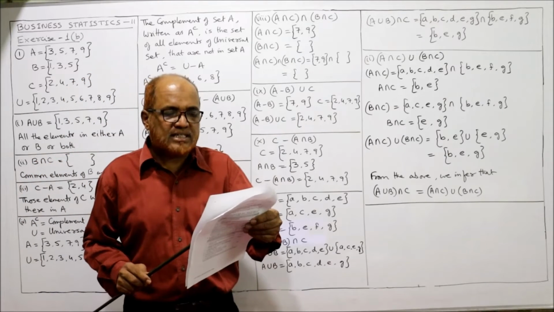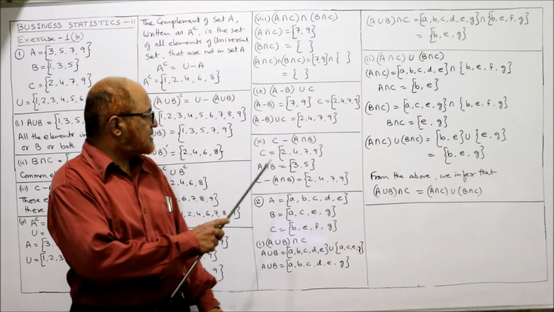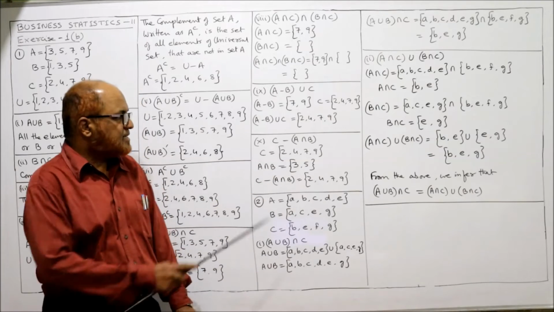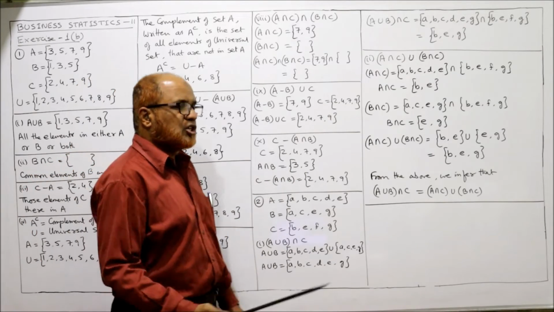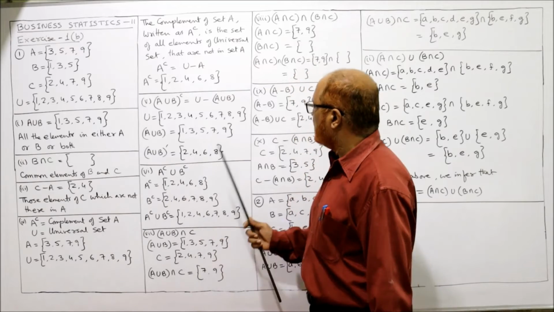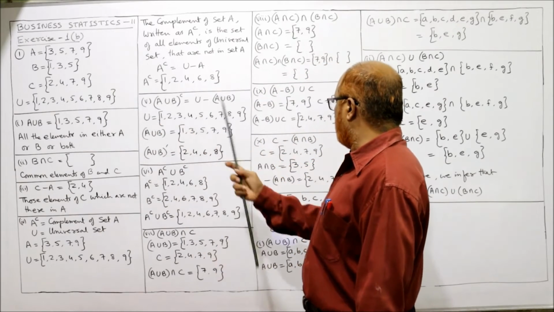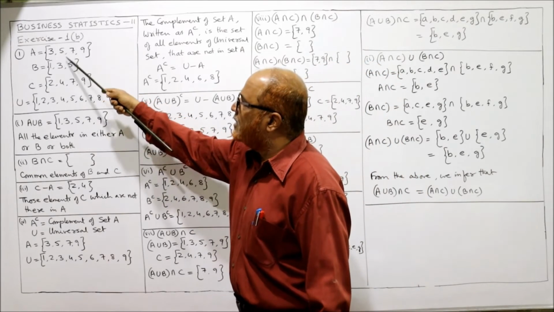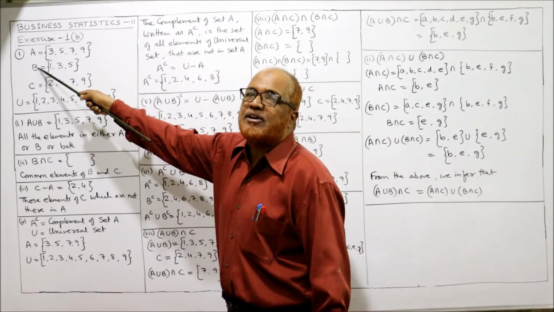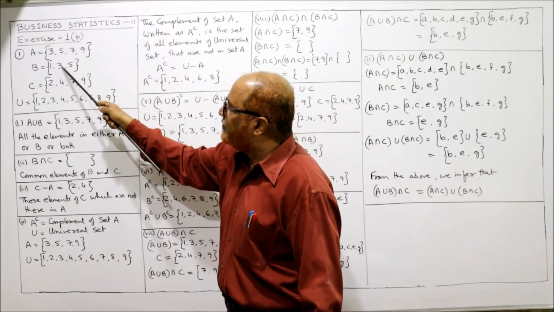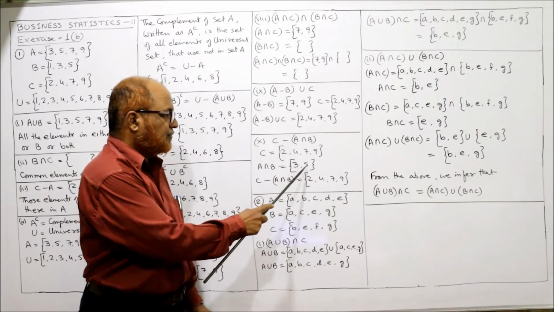Last and final point, the 10th one. C minus A intersection B. C is already given in the problem: 2, 4, 7, 9. And A intersection B, we have calculated somewhere. If not, now we calculate A intersection B. That means the common elements of A and B. What are the common elements? 3, 5 are common. So A intersection B is 3, 5.